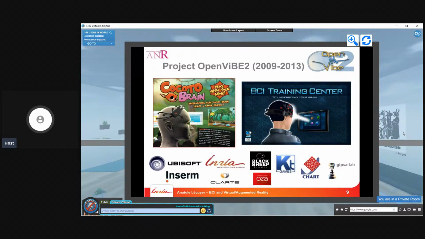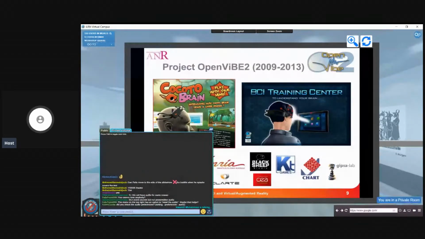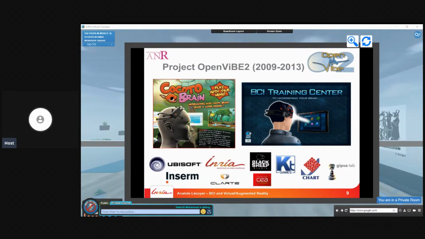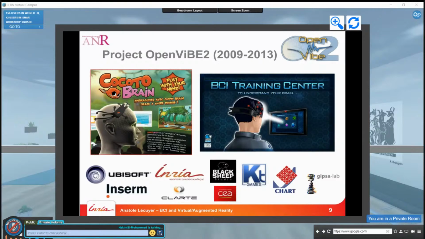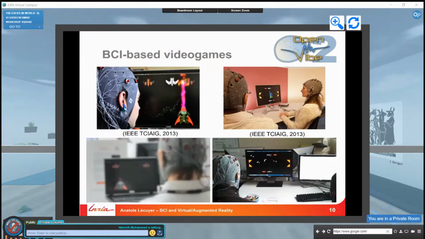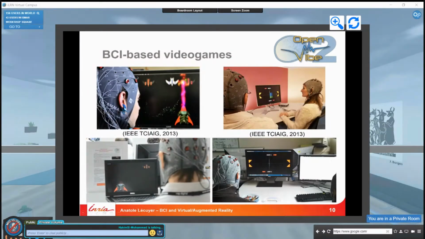Then later on, we had this really great project on brain-computer interface and video games. We were quite the first targeting this, together with a great Netherlands project also at this period, to target this field of application. We did that with main actors of the field like Ubisoft in France, and we designed several proofs of concept of video games controlled by EEG data.